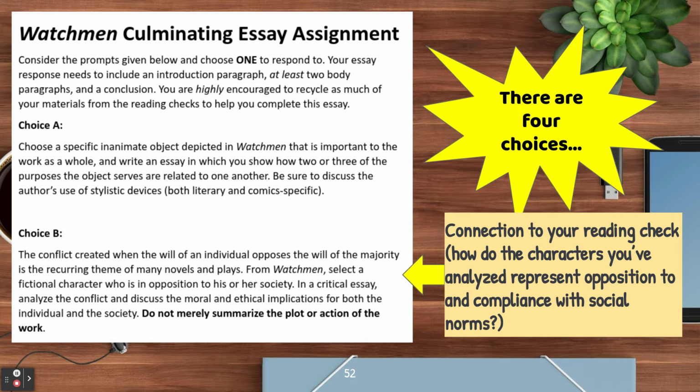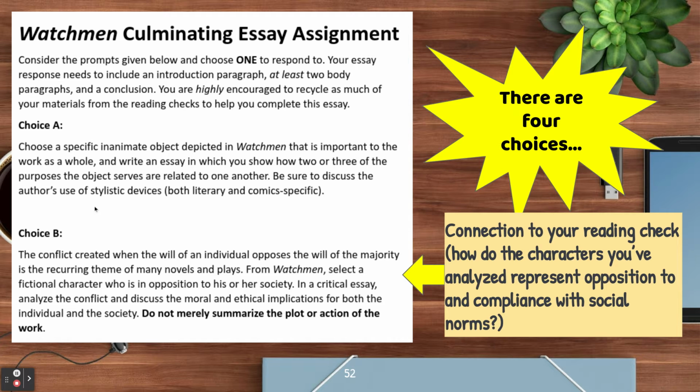So first, if you look at the directions, you consider the prompts given below and choose one to respond to. There are 4 choices, A, B, C, and D. Your essay response needs to include an introduction paragraph, at least 2 body paragraphs, and a conclusion. You are highly encouraged to recycle as much of your materials from the reading checks to help you complete this essay. And as you can see here, I'm showing you how you can do that. Let's take a look at each prompt.